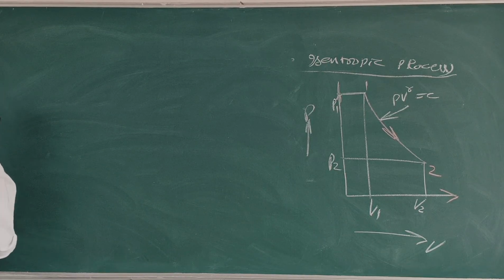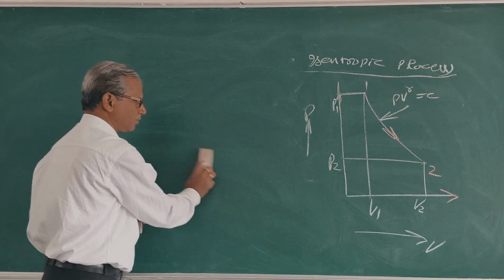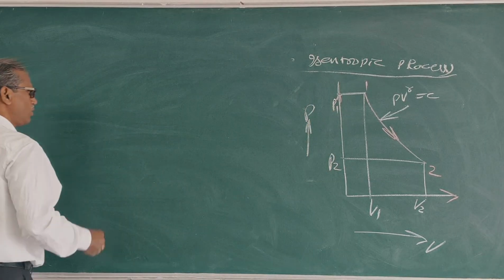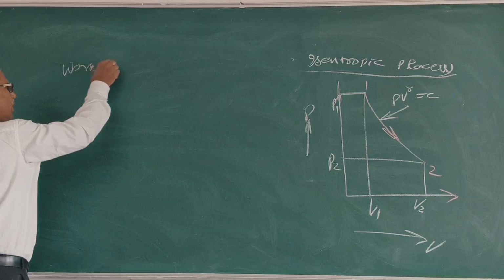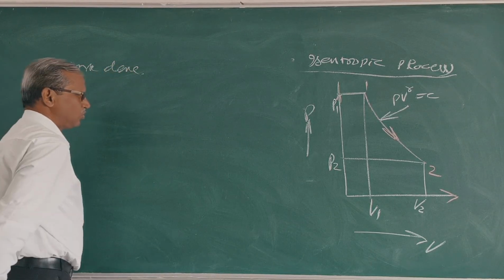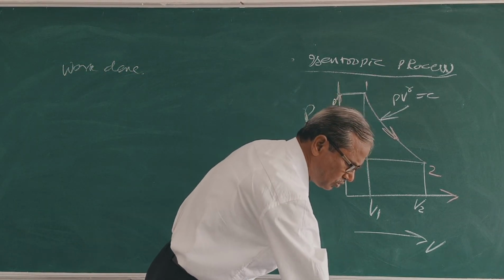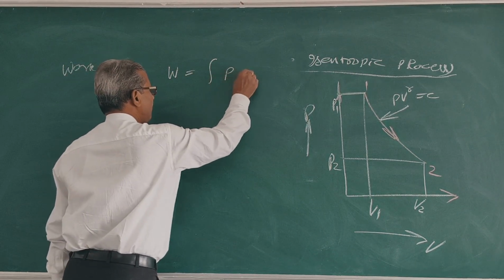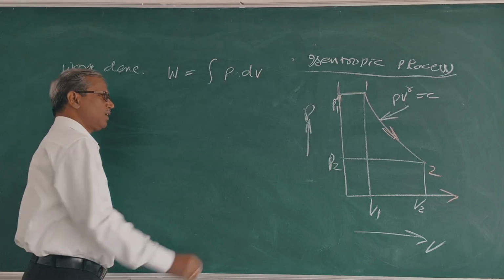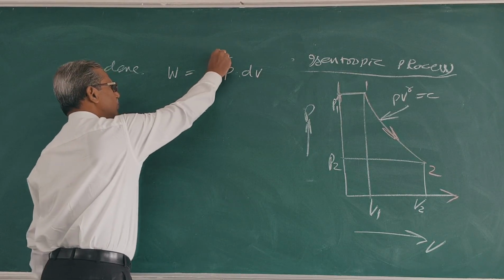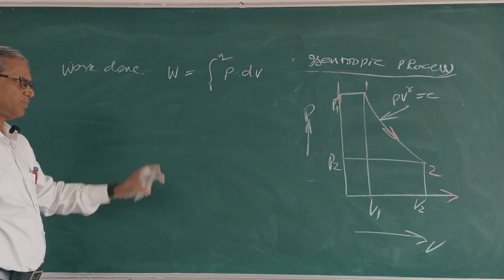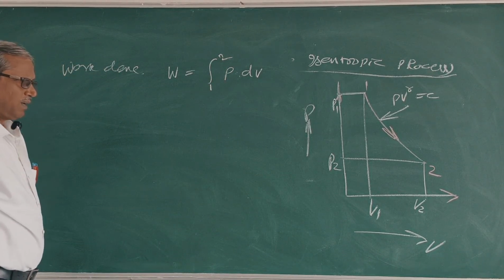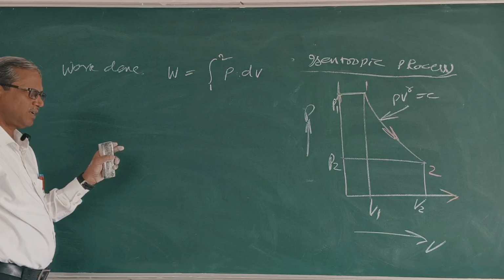Now, what is work done? Work done is equal to the integration of P dV from 1 to 2. This is the general formula for work done: integration of P dV. I will give some definition theory after the completion of the class.